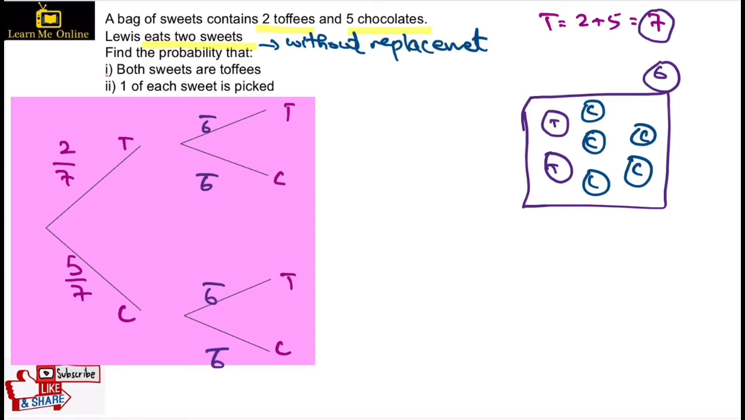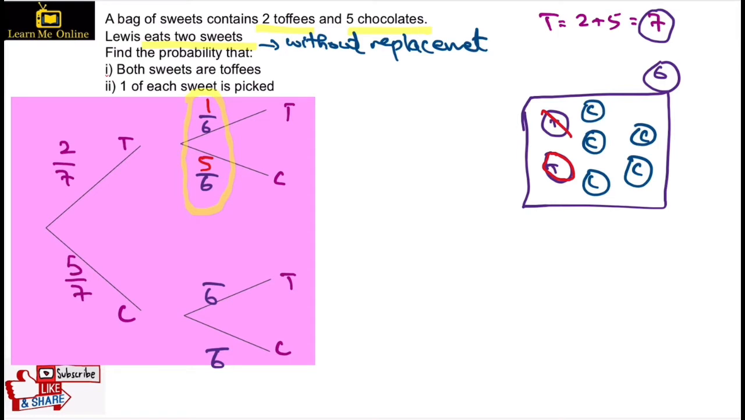Now, because we have eaten one, there's one sweet less now, and the eaten one could be a toffee or a chocolate. In the first one, I consider that the first one which is eaten is a toffee. So now what is the new probability of having a toffee? It would be 1 over 6, because we have got one remaining toffee only. And the new probability of the chocolates would remain the same, which would be 5 over 6. Remember that 1/6 plus 5/6 would give you a sum of 1. So it means that we need to make sure the sum of the two branches adds up to 1.